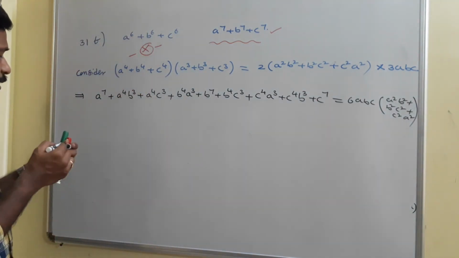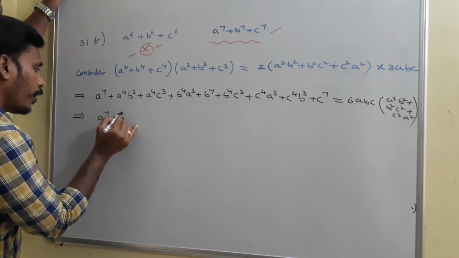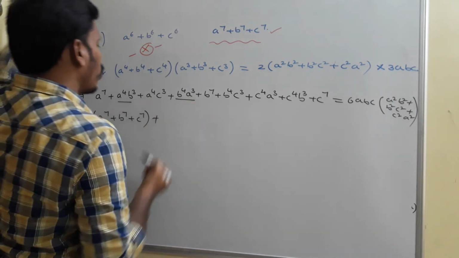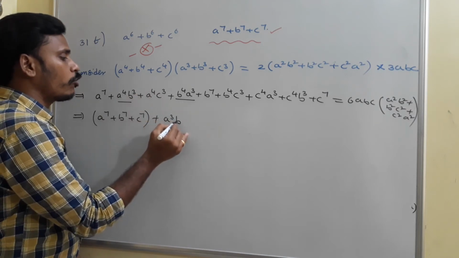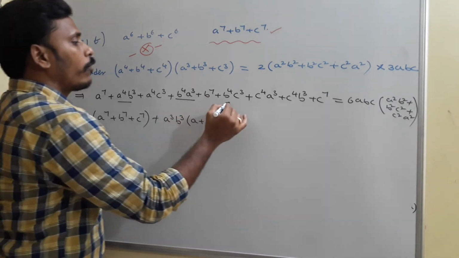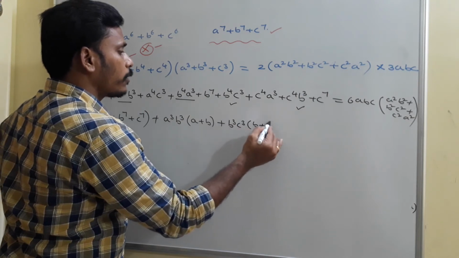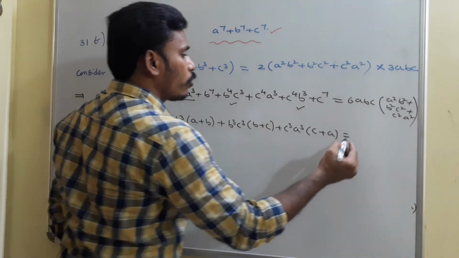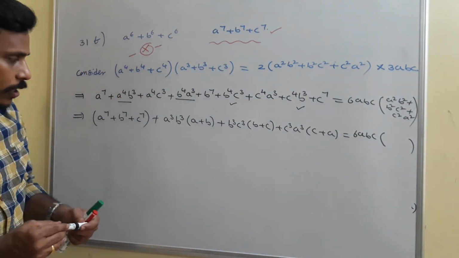Again on this side, since I need a power 7 plus b power 7 plus c power 7, you just collect these 3 terms in a group. Then think about a power 4 b cube and b power 4 a cube, just like in the previous case. From these two, take out a cube b cube common: a cube b cube times a plus b, plus b cube c cube times b plus c, and then c cube a cube times c plus a, is equal to 6abc times a square b square plus b square c square plus c square a square.